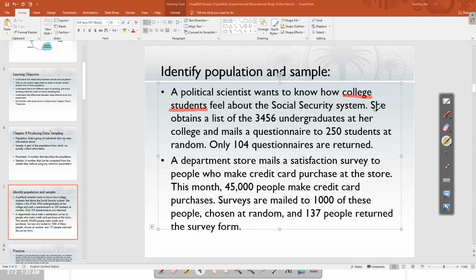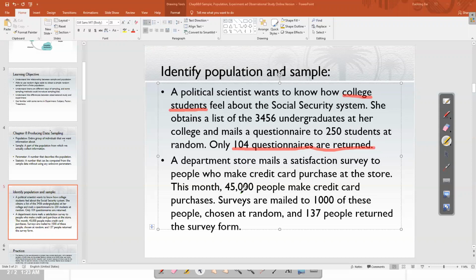And then if you keep reading, she obtains a list of the 3,456 undergraduates at her college and mails a questionnaire to 250 students chosen at random, and 104 questionnaires are returned. So then what's our sample? The sample will be the 104 students who returned the questionnaire, right? So that's our sample.